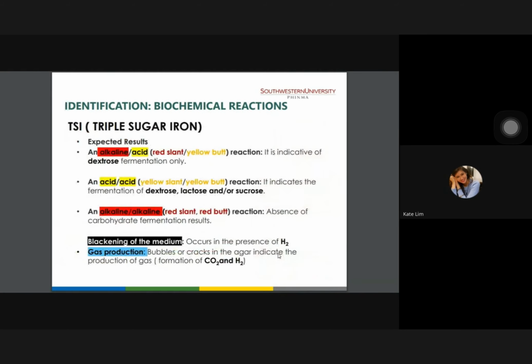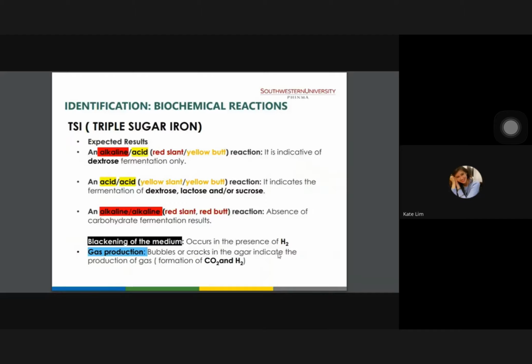So, it does not stop there, class. That is just the observation of the changes of color. But how are we going to write it as a proper, formal result? Again, you need to identify if it's alkaline or acid. If there's no change in color, then the medium remains alkaline. If there's a change of color to yellow, that is acid.